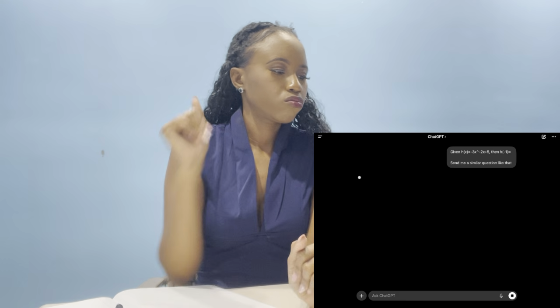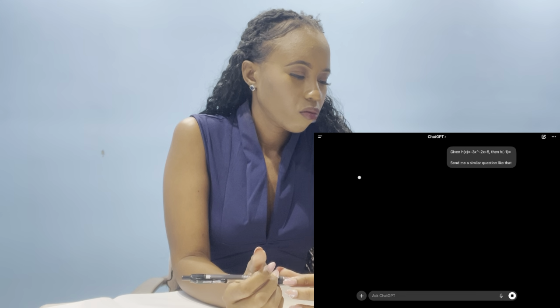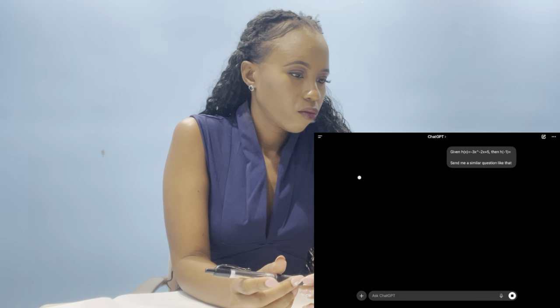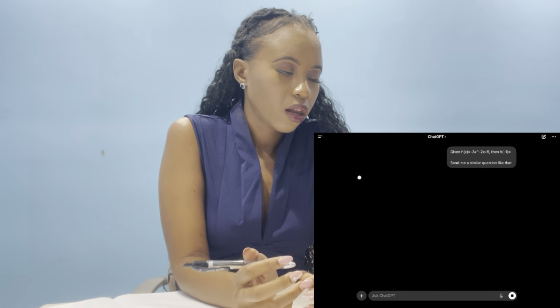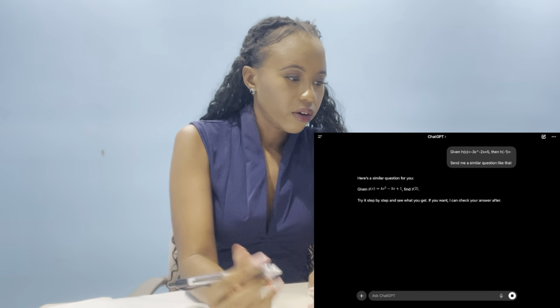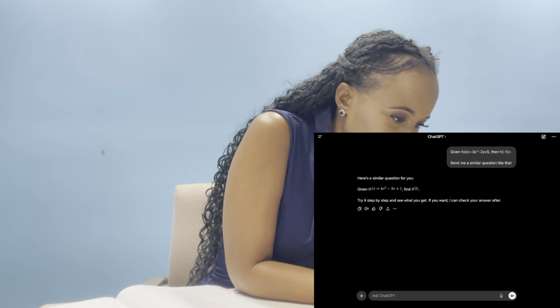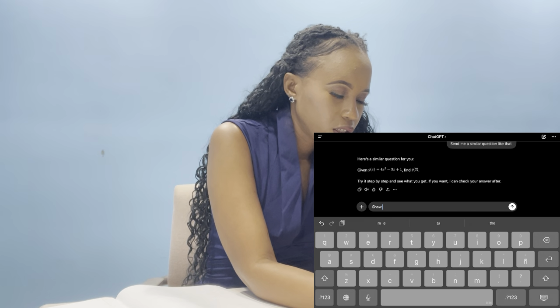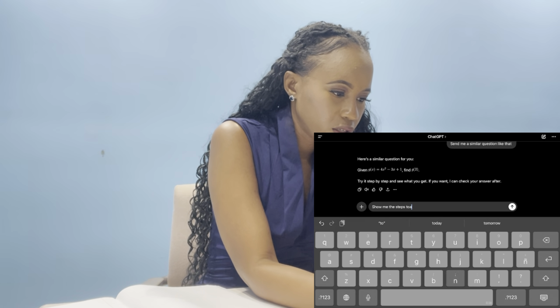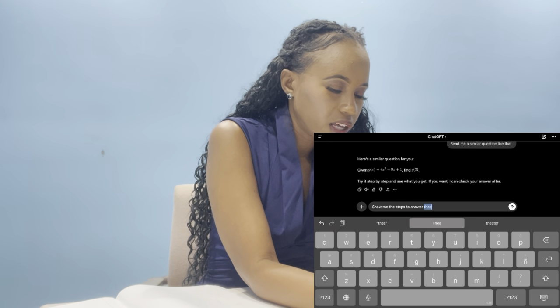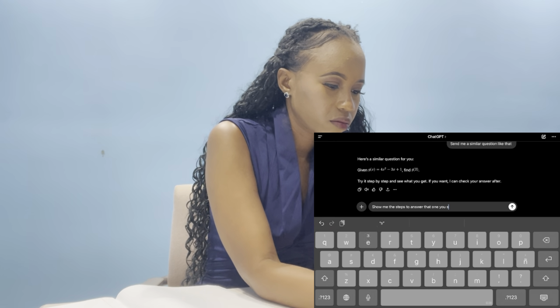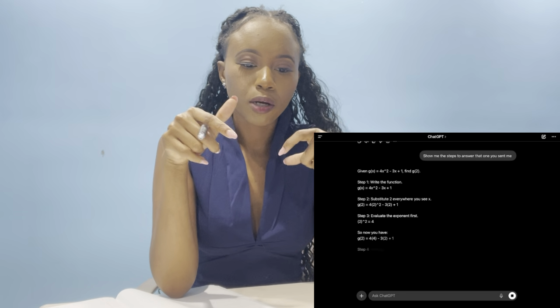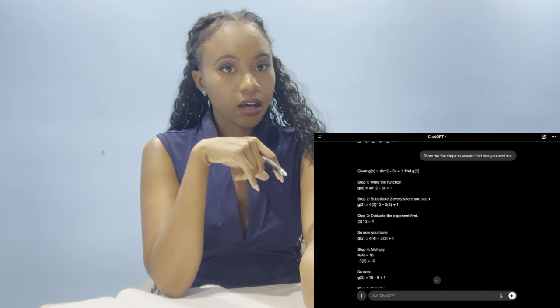Alright, so the question they gave me is: given g of x equal to 4x squared minus 3x plus 1, find g of 2. Show me the steps to answer that one you sent me. So basically what you're doing is, I want them to show you another example of how to solve the problem so that this actual problem you can solve it yourself.